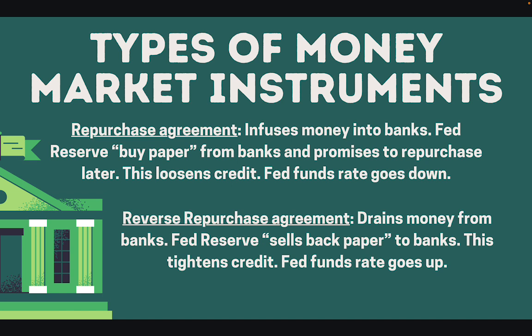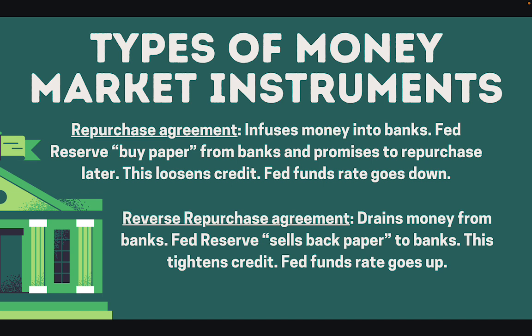The opposite is a reverse repurchase agreement. This is going to drain money from the bank. The Federal Reserve sells back that paper to the banks. So the bank has to buy it back, give the money back to the Federal Reserve. That takes money out of the bank. They're going to have less money to lend. This is going to tighten credit, and the federal funds rate will go up.